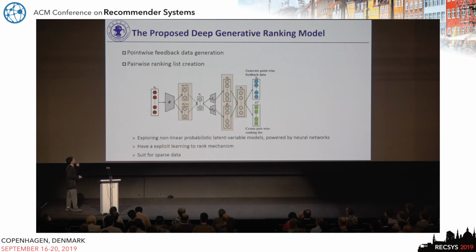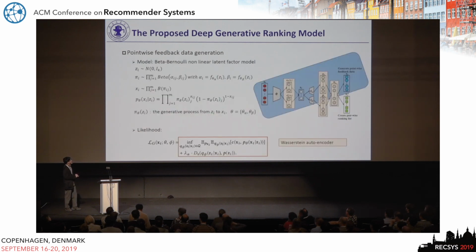So in this paper, we focus on item recommendation and we create a deep generative ranking model by combining two parts. The first one is called pointwise feedback data generation. The second one is called pairwise ranking list creation. So this model can exploit nonlinear features and also take advantage of the latent factor model. Let's introduce the first part. The first part is pointwise feedback data generation, and in this part we propose a Beta-Bernoulli nonlinear latent factor model.